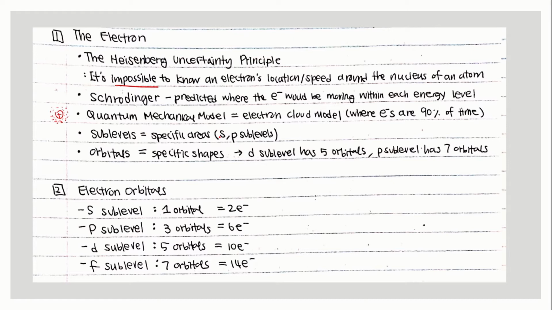Sublevels are specific areas like S or P sublevels, and orbitals are specific shapes, such as that D sublevel has 5 orbitals and P sublevel has 7 orbitals.